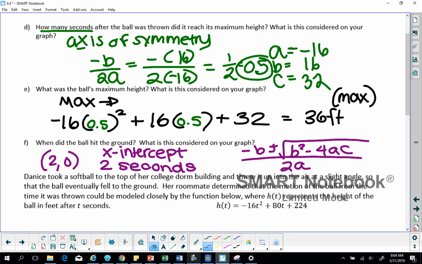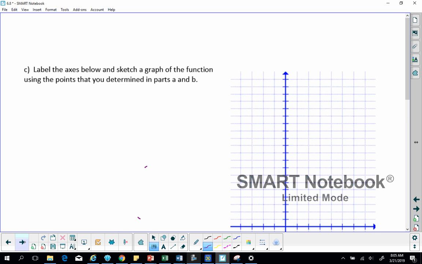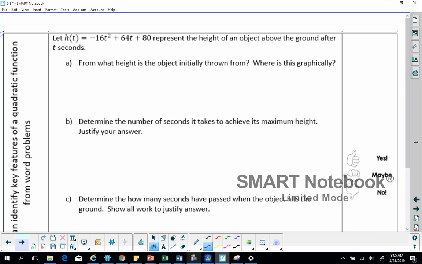Cool. So now what you're going to do is use this problem on your ticket out the door. There's extra practice there too, if you want to work on this at home before your tests coming up. But this is your ticket out the door. So here's the equation, representing the height of an object above the ground after 2 seconds. The first part says, what is the height the object is initially thrown from? Where is that graphically? So it's almost the same sort of question. How many seconds does it take to reach its maximum height? Justify your answer. So they want you telling them what that represents and how you found that. So make sure we practice justifying our answer.